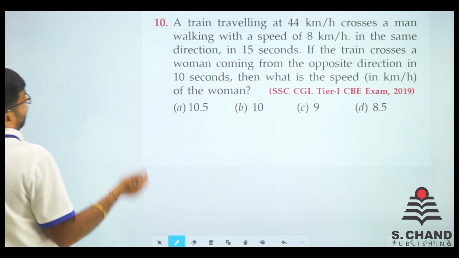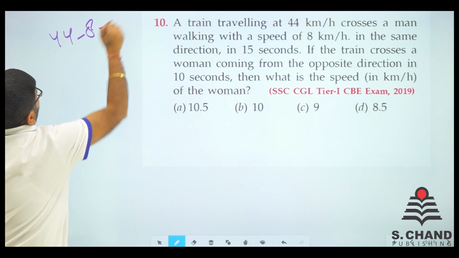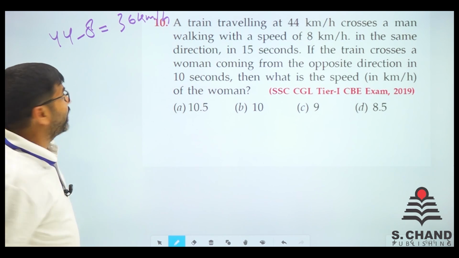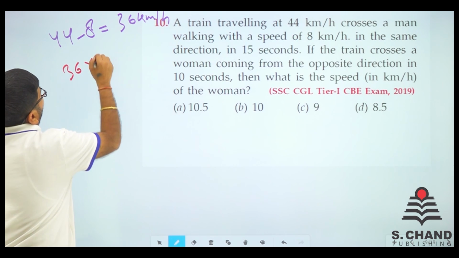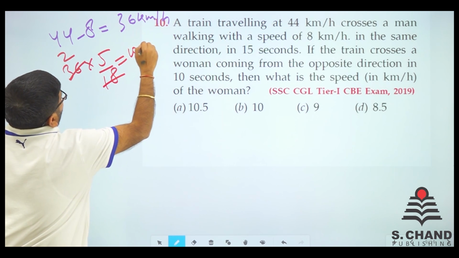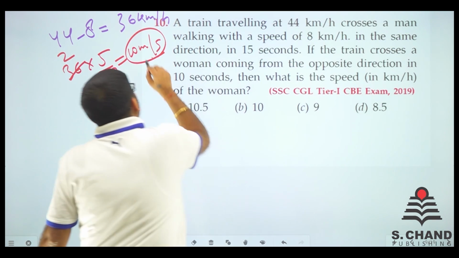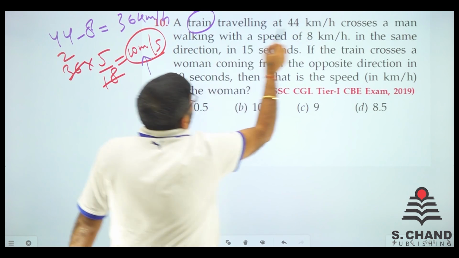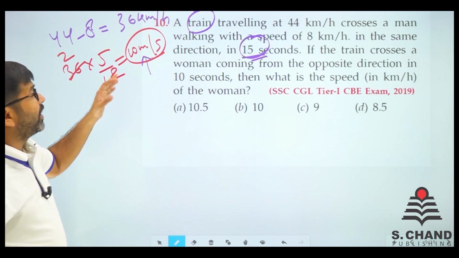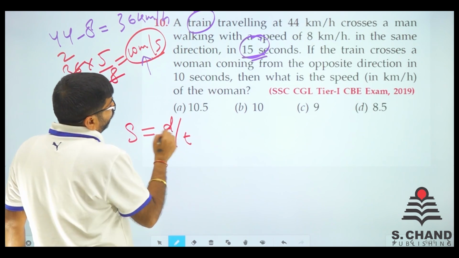So the resultant, that is the relative speed, is 44 minus 8, that is 36 km per hour. When we convert it to meter per second, that is 36 into 5 by 18, which is 10 meter per second. So 10 meter per second is the relative speed of the train and the man, and they cross in 15 seconds, right? Speed is equal to distance by time. We need to find out the distance.